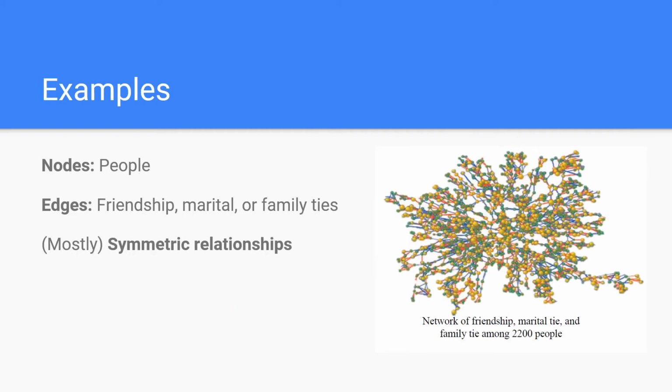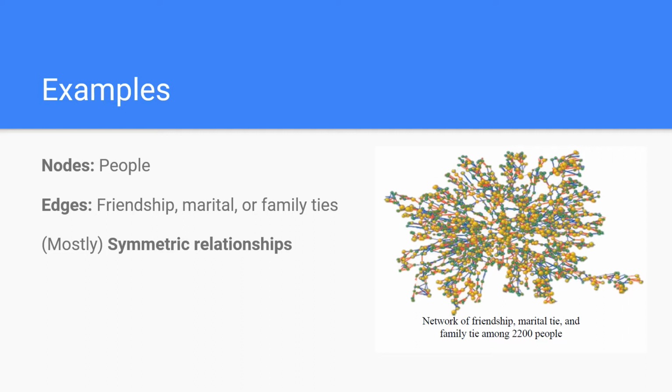So, examples of such networks. Some of the examples of networks, like we have already discussed in the previous video, are social networks. These social networks generally tend to have a symmetric relationship between the nodes. Here in this picture, it is basically a friendship network. So the nodes are people and the edges are basically their friendship status or marital ties, family ties.